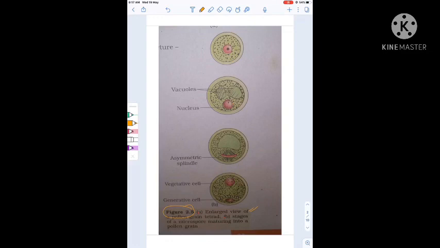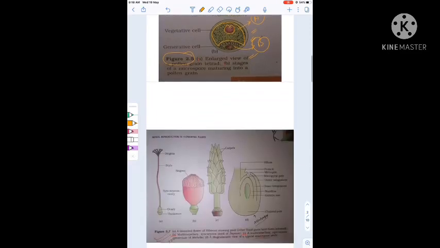Among this diagram, this is the important part. It can be asked as A or B to identify which is which. A is the vegetative cell, and B is the generative cell. The vegetative cell has a large amount of cytoplasm and a comparatively large nucleus. There is a dense cytoplasm, and the cytoplasm is more in comparison to the generative cell. This diagram is important.